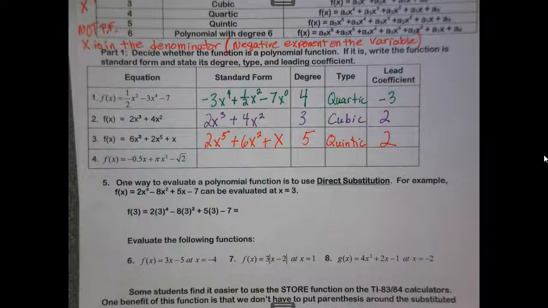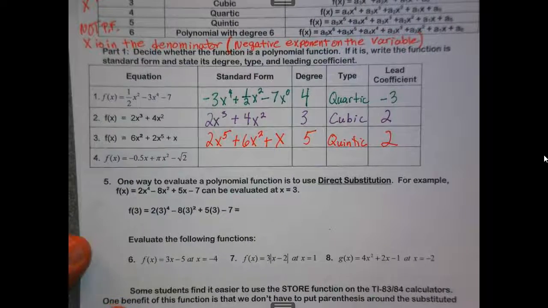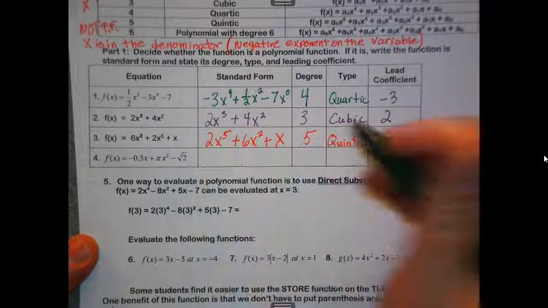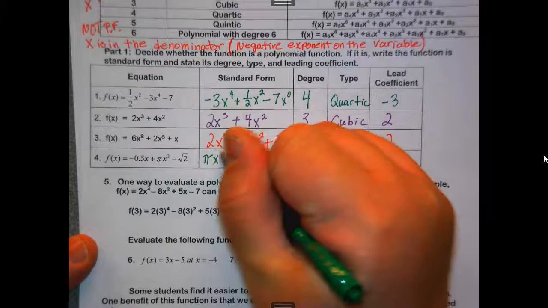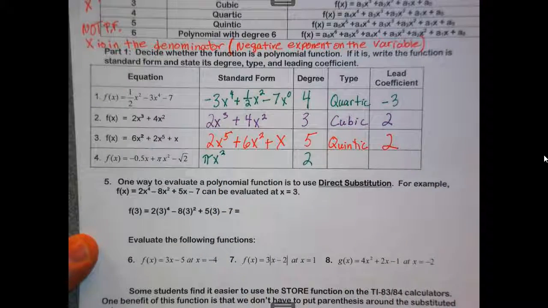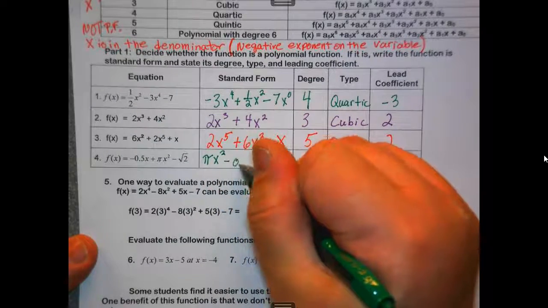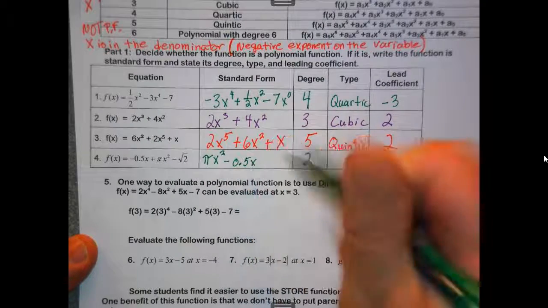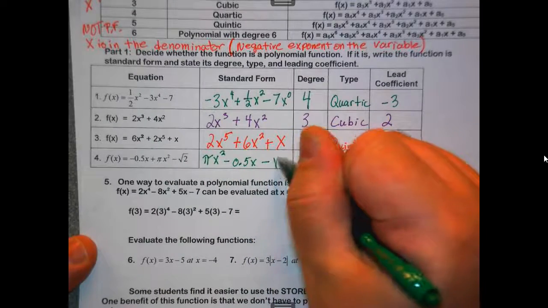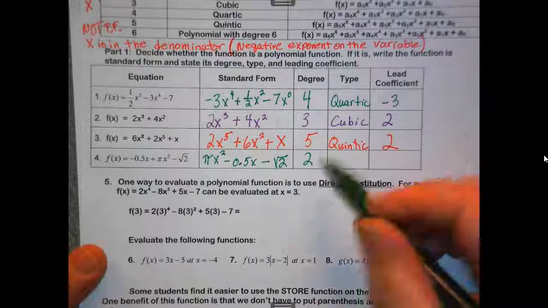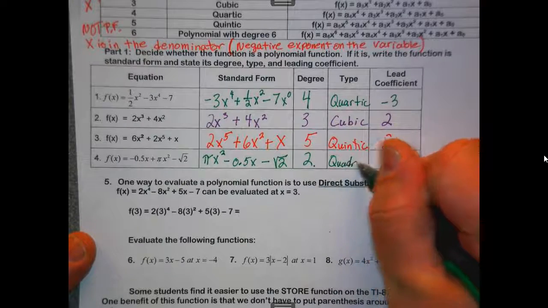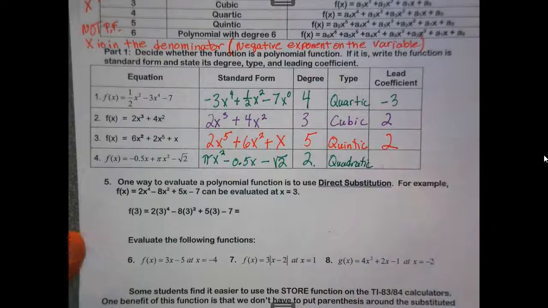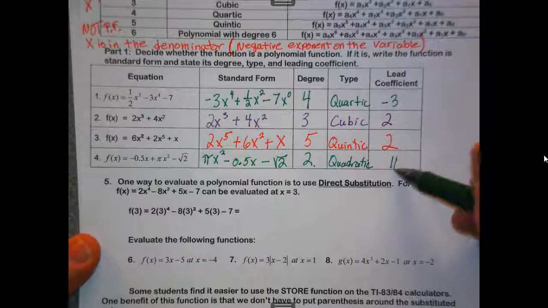Well, do we have x in the denominator anywhere? No, so it is a polynomial function. What's the highest degree? 2. So my pi x squared goes first. Then I have a negative 0.5x. And then I have a negative square root of 2. Degree 2, that's called a quadratic. And what's my leading coefficient? Pi.